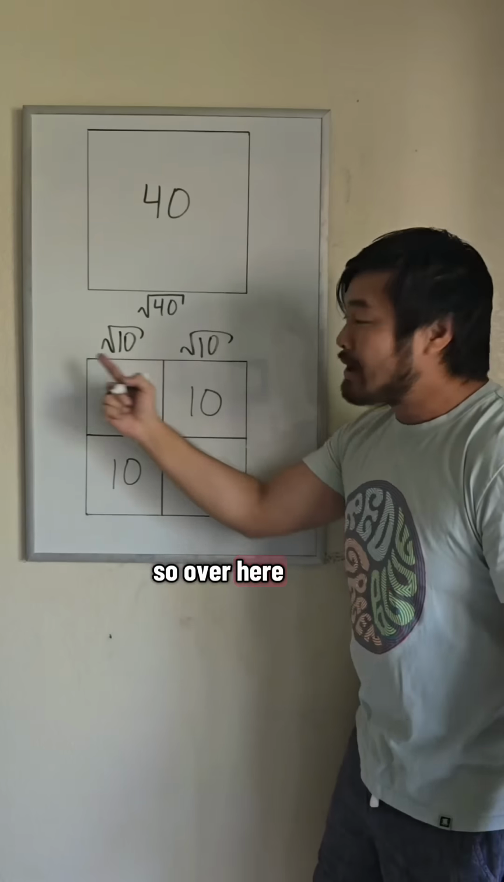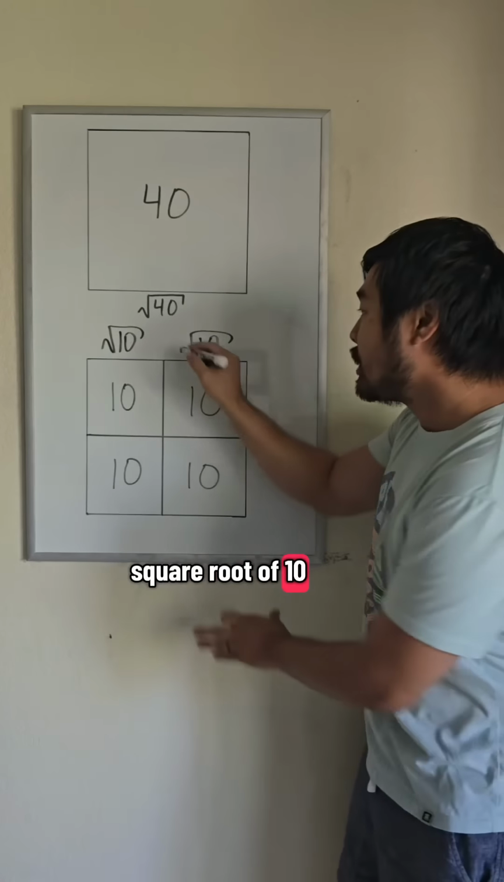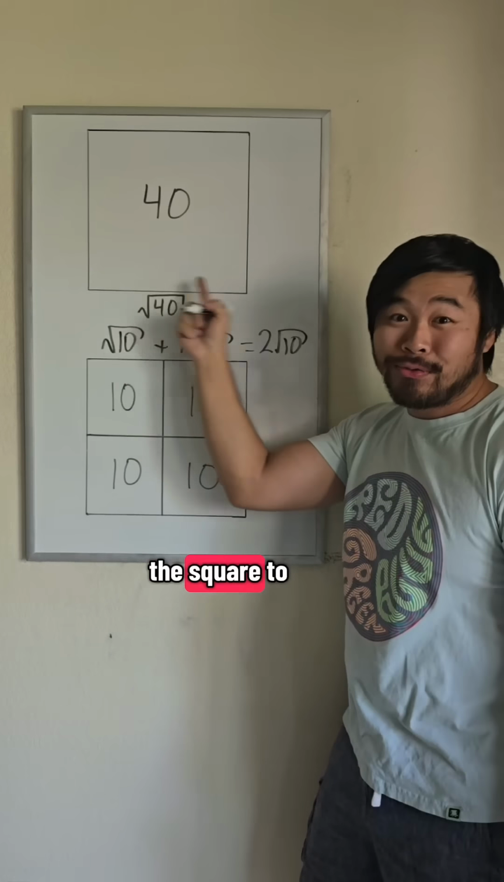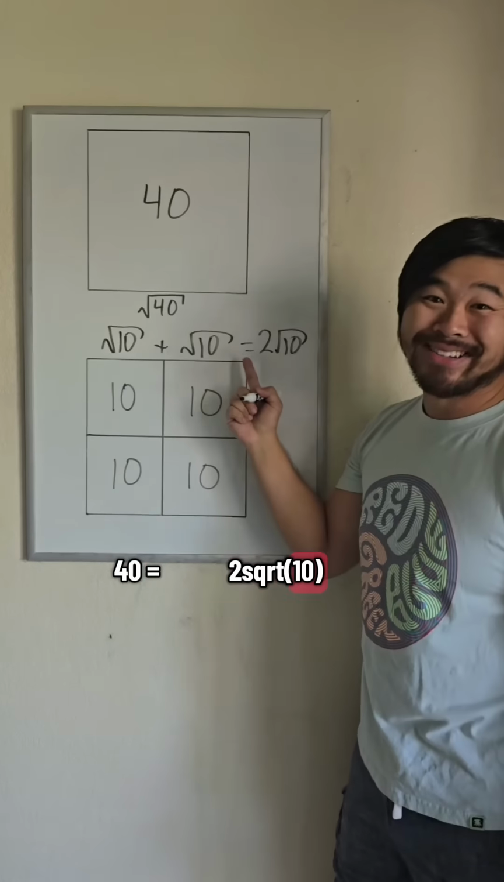So over here, we have square root of 10 plus square root of 10, which is 2 root 10. So we can see that the square root of 40 equals 2 root 10.